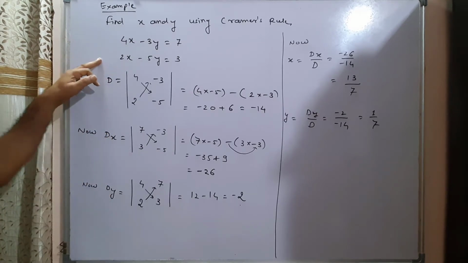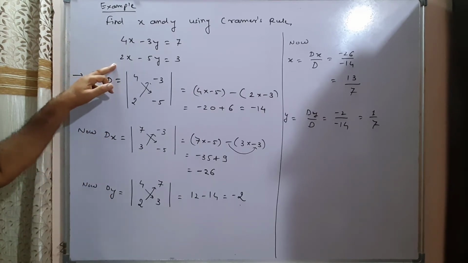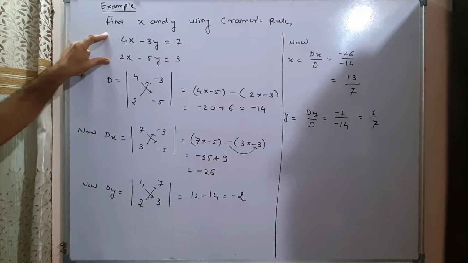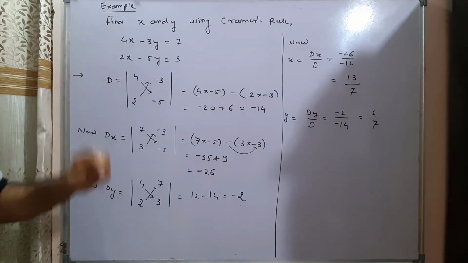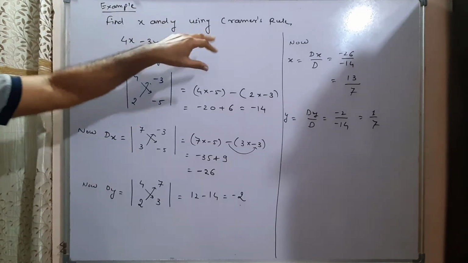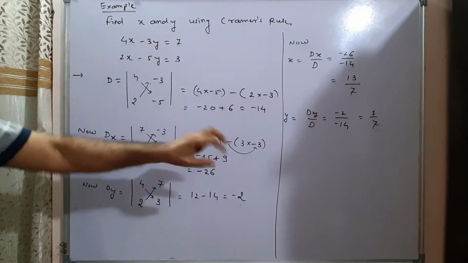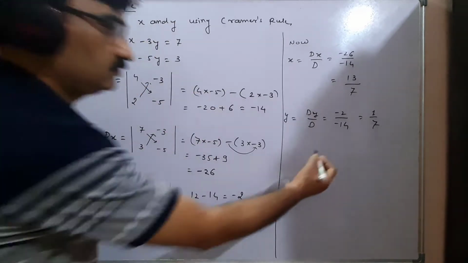Already you know the values of x and y, how we find them out: by using the simultaneous equation method. But now we have to find out the values of x and y by using Cramer's rule. Okay.